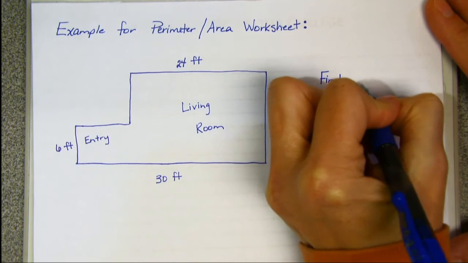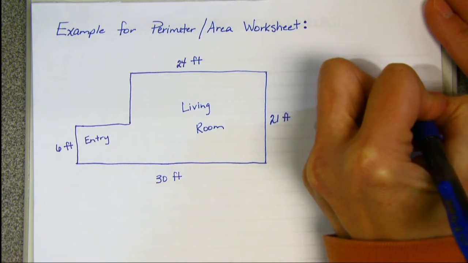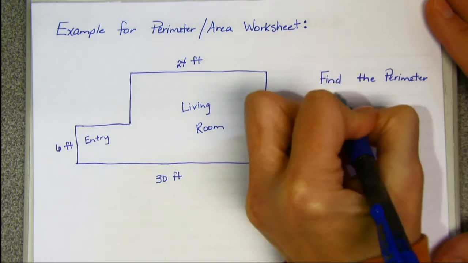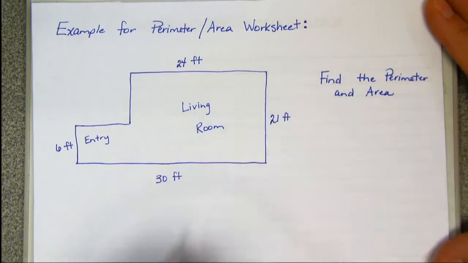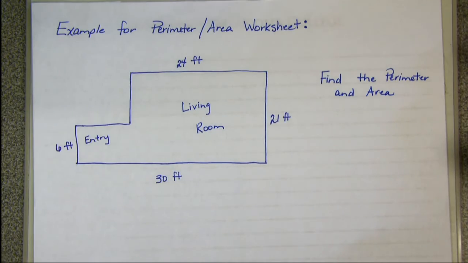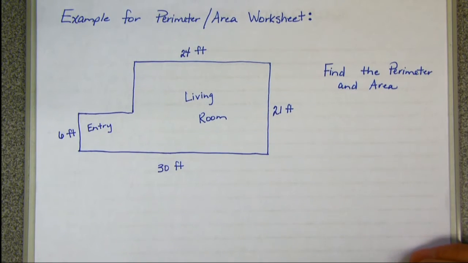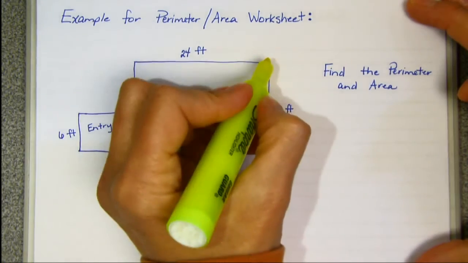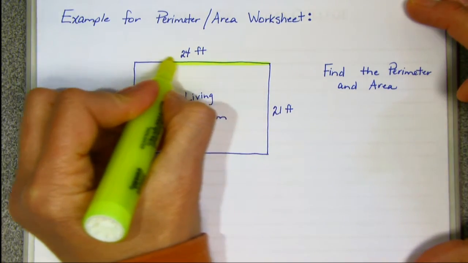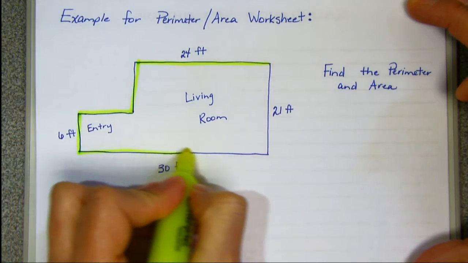All right, so the first thing that we're going to do, well, I'm going to put this over here. Find the perimeter and area, okay? All right, so what we're going to start with is the perimeter. Now, again, I want to give you a reminder that the perimeter is the distance around. So it's what I'm highlighting in yellow.